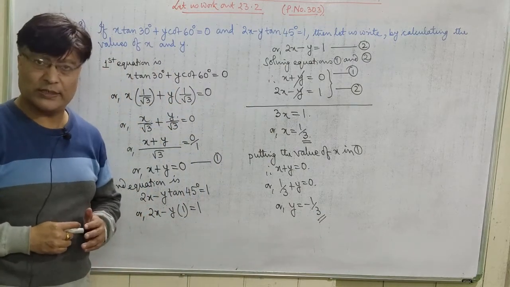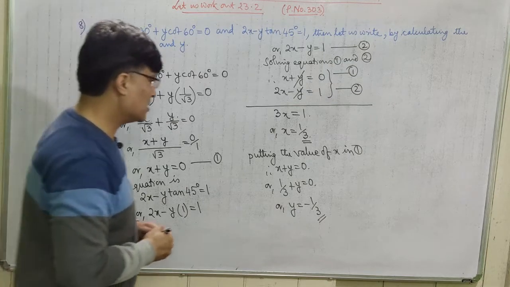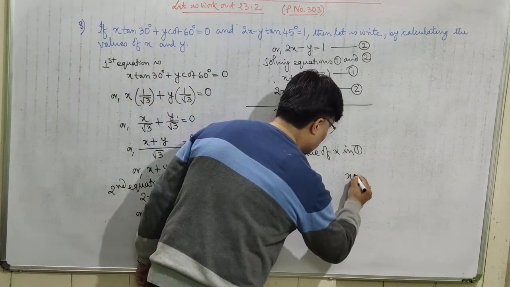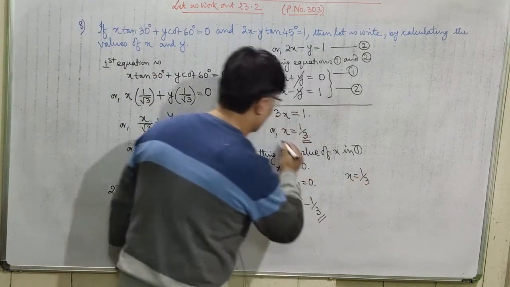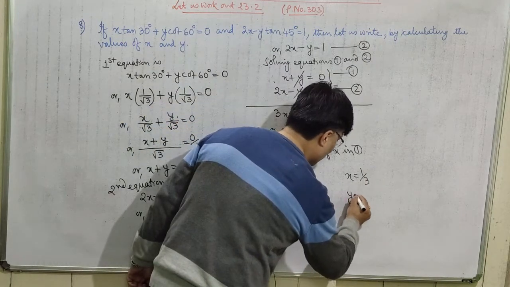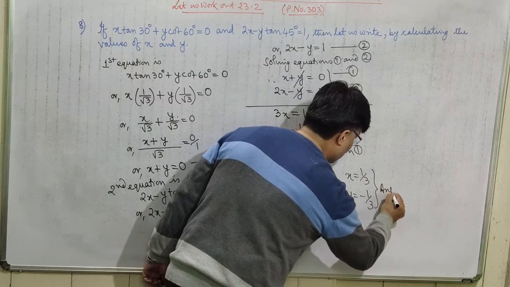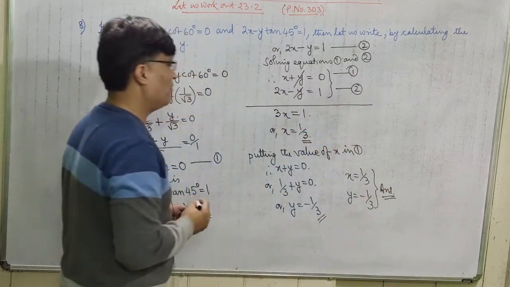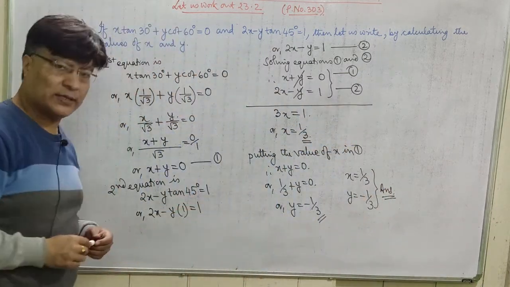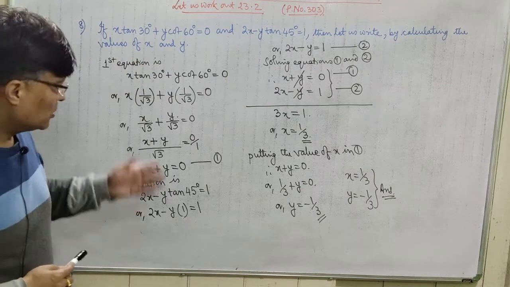So I think you have understood it. Okay. So the answers are, what are those values of x and y? X is equal to 1/3. And what is the value for y? Y is equal to minus 1 upon 3. So this is the final answer. So I think you have understood it. So you can copy it.